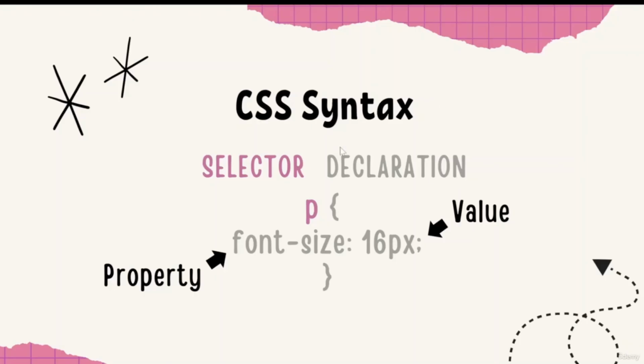Alright, so let's talk about the syntax. This is a simple CSS rule that has a selector of P and a declaration of a font size of 16 pixels. For the syntax, we add the selector element, in this case P. After that we add curly brackets, our property, colon, value, and a semicolon at the end. We can have multiple selectors and multiple declarations in the same CSS rule.